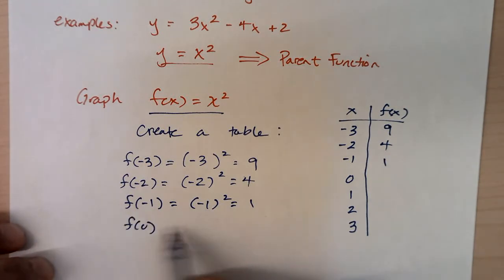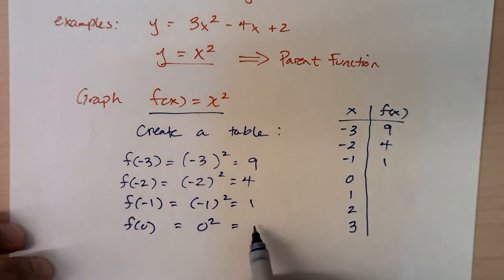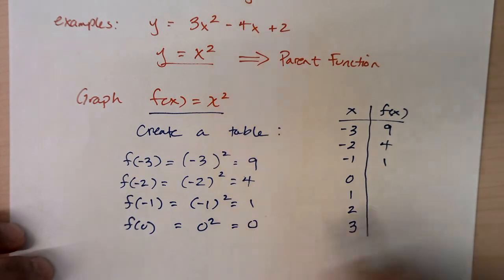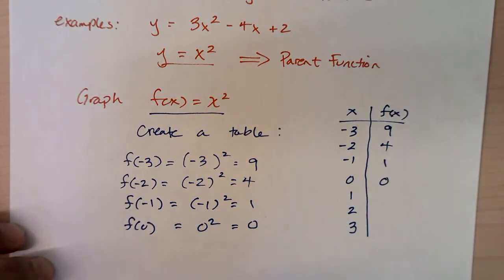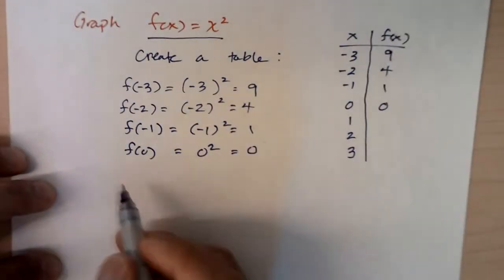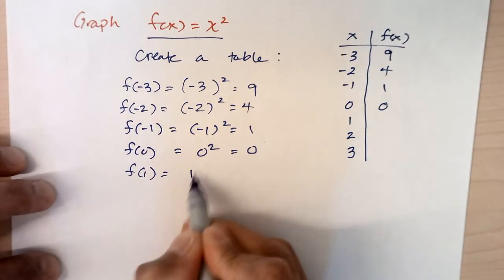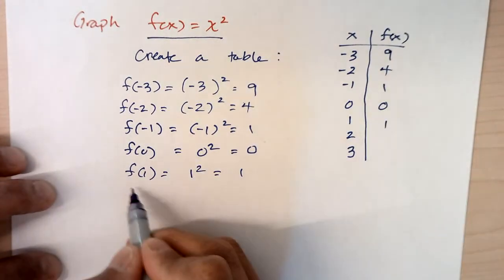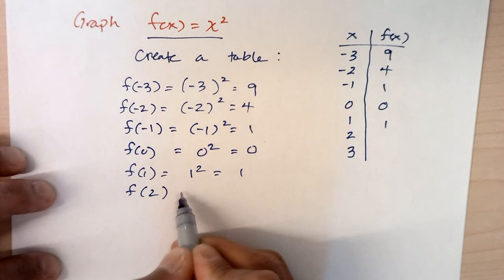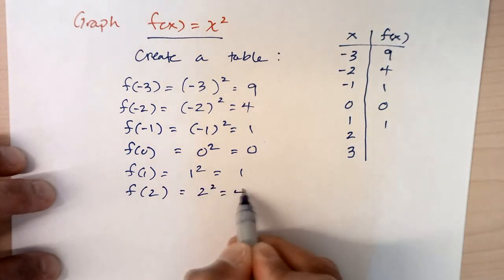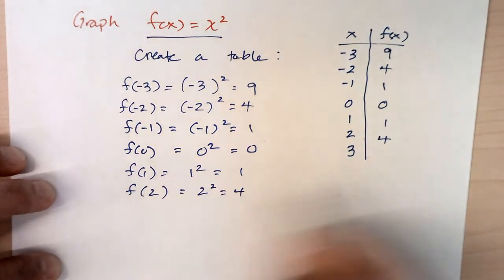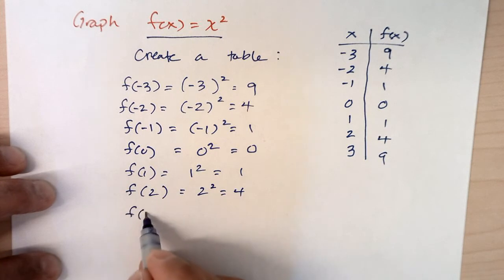F of 0 is 0 squared. 0 squared is just 0. And then the rest are pretty easy, I would think. F of 1 is 1 squared. 1 squared is 1. F of 2 is 2 squared, which is 4. And then 3 squared is 9. It would look like this.